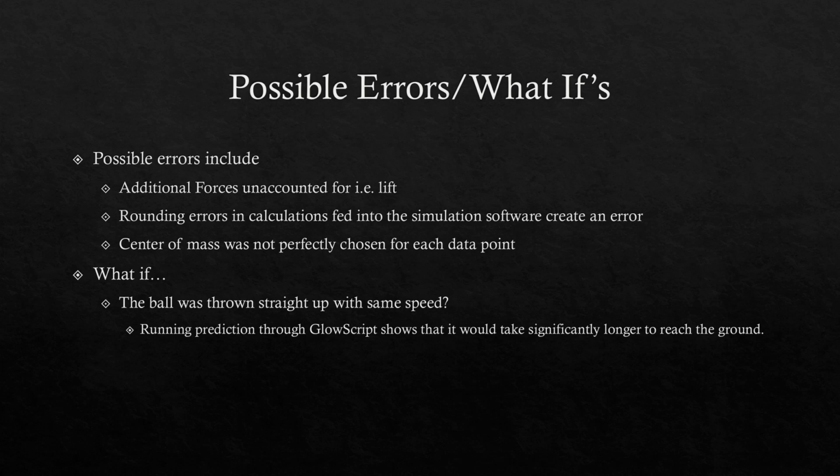And our second what if: the ball was thrown straight up with the same speed, what would have happened? I actually ran this through GlowScript, taking the magnitude of velocity and only putting it in the y direction, and in GlowScript it never reached the ground, most likely because the ball's velocity in the x direction wouldn't affect the time to the ground, and adding that extra velocity to the y direction meant that its apex would be higher and take more time coming back to the ground.